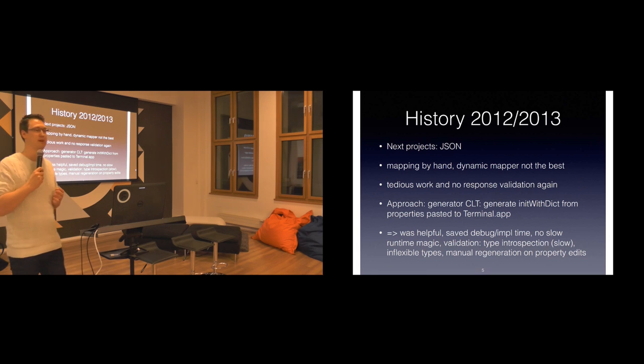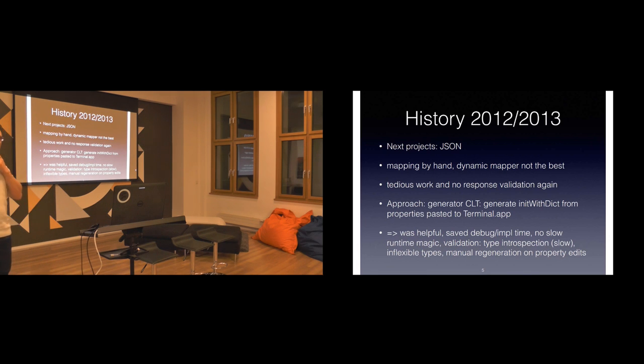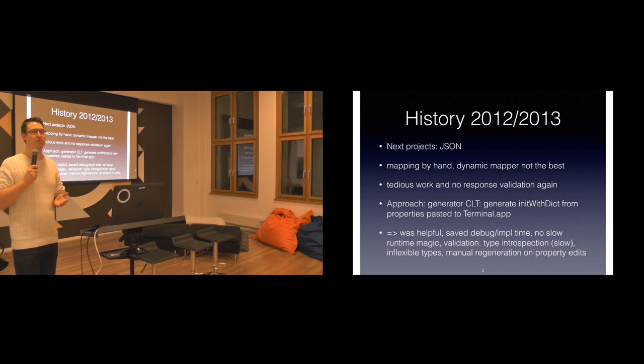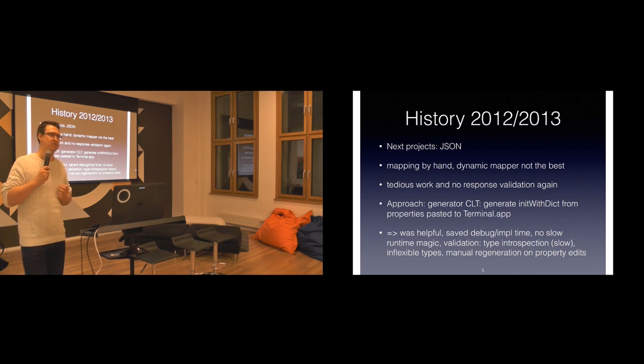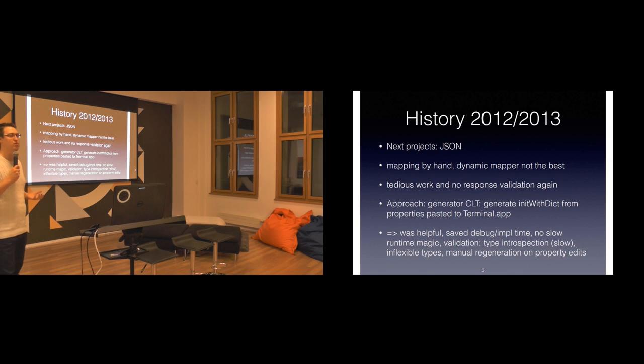So I switched to another project in another company some years later, and they were doing mapping already. The product already existed. So I thought maybe we could use my dynamic mapper, but it has so many problems. We were doing mapping by hand, and it was kind of tedious again, and also the responses were not validated, but I really wanted to have this because otherwise I would be debugging most of my time.